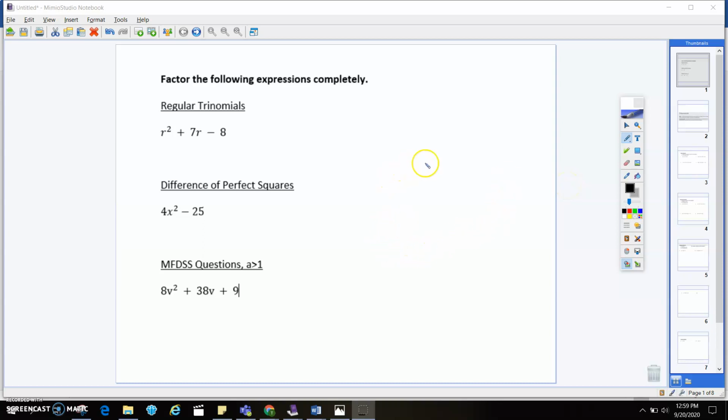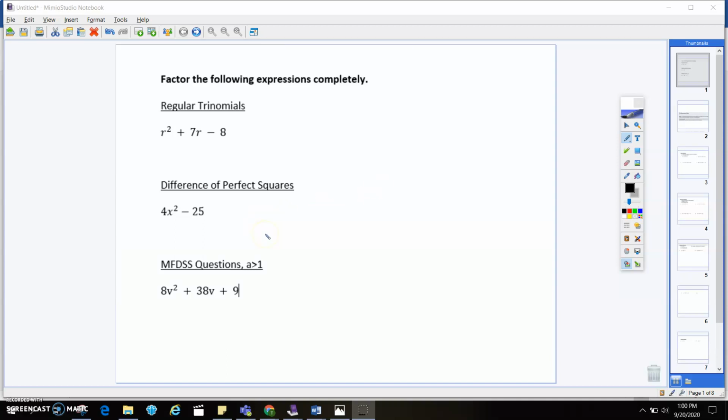So the first thing that we need you to do today is this activating strategy. We really need you to have some good sense of factoring, and I know a lot of us struggle with it, but we need to know that you understand how to factor. So we're just going to kind of go back over the basics.